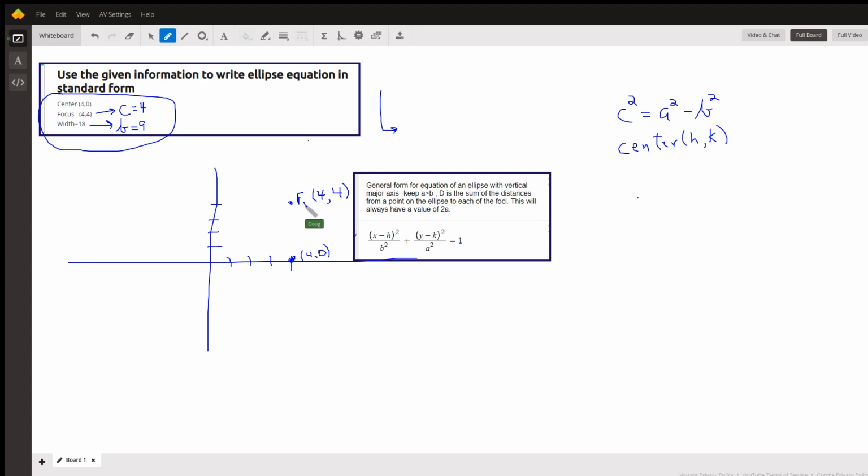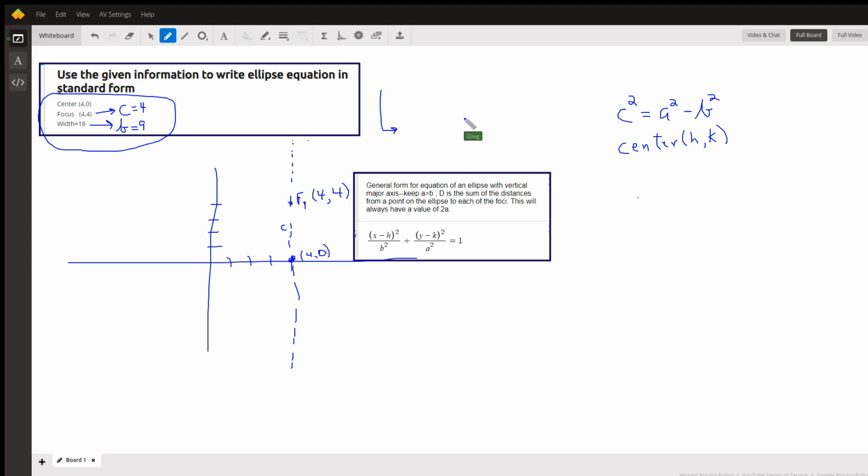One of the foci is at (4, 4). The foci lie again on the transverse axis. So the transverse axis is there. And C is the distance from the center to one of the foci. So this distance right here is C, or 4.